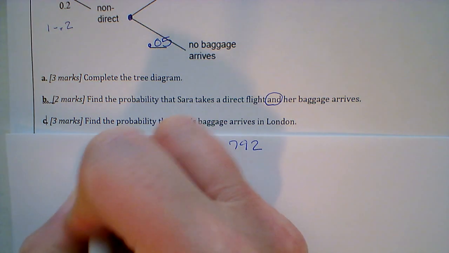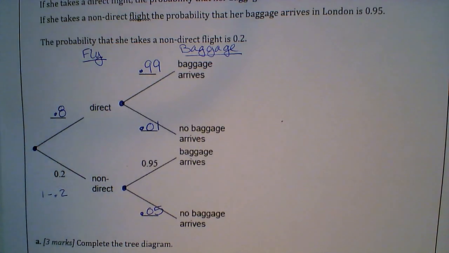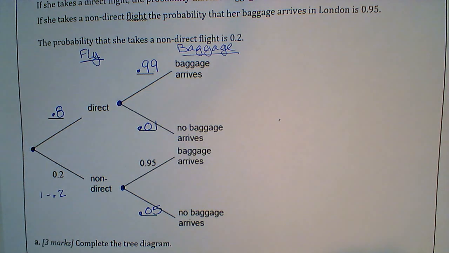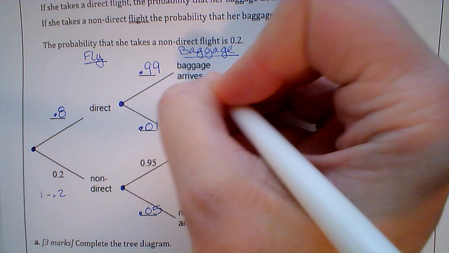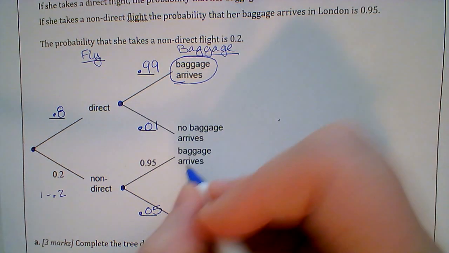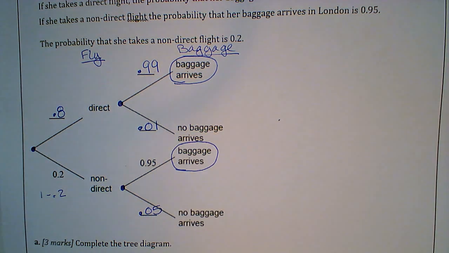Well, something like this is where tree diagrams are so incredibly helpful. So let's look at our tree diagram. Remember, what we want is the baggage arriving. Well, let's look at our tree diagram. How many places do you see baggage arriving? Well, there's two. Our baggage could arrive here, using this path, or our baggage could arrive down here.